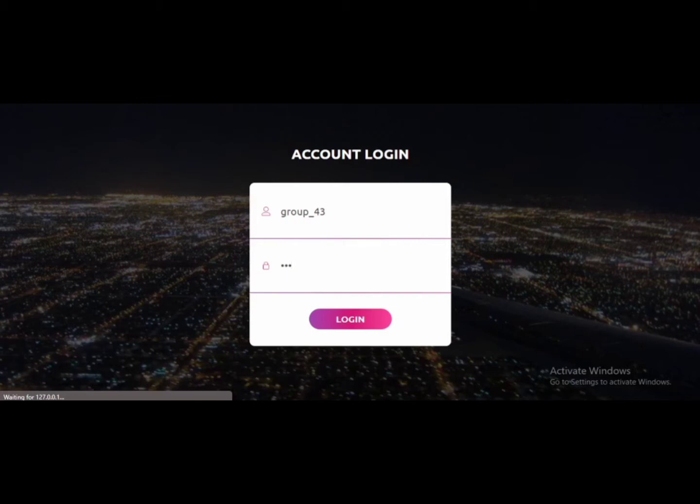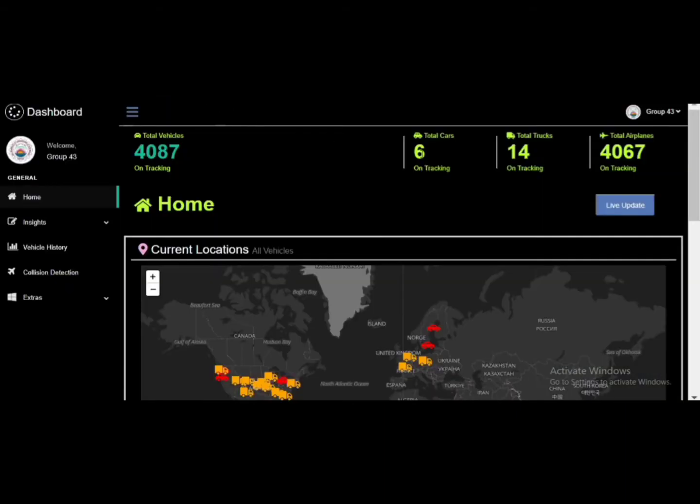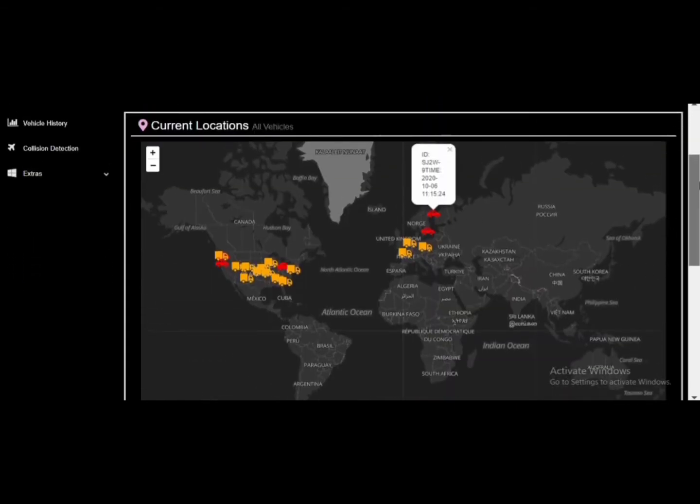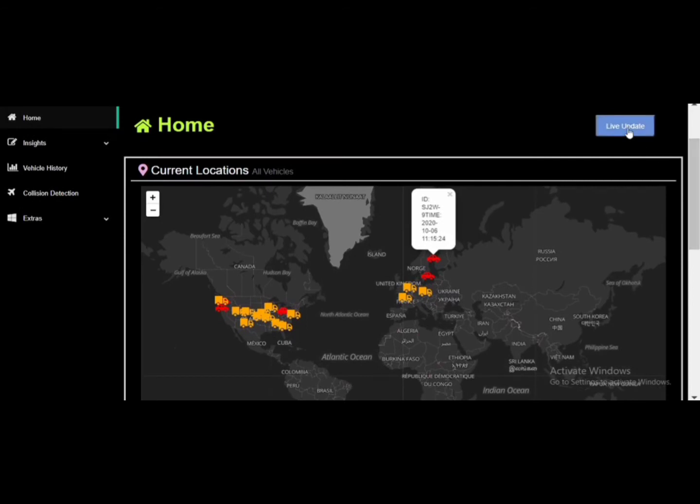Total count of devices being tracked is displayed at the top of this home page. As you can see, we are currently tracking 4,067 aircrafts, 6 cars and 14 trucks. This map shows live location of our tracked objects. This button is used to update live locations on our map.